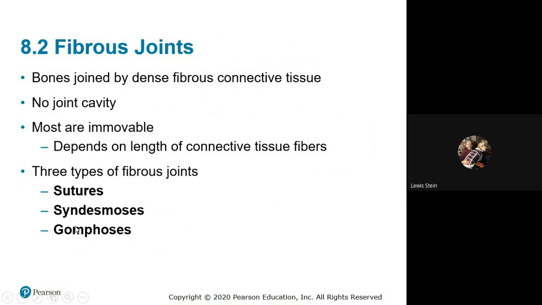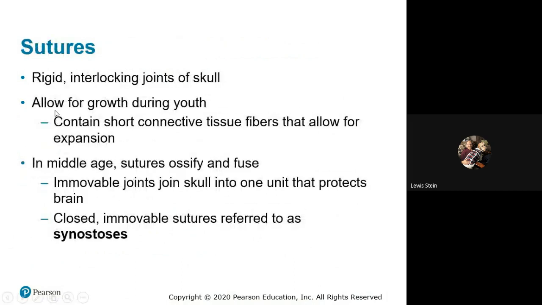And then gomphoses, think gum. That's the socket. There's a ligament, the periodontal ligament, that's holding your tooth into the socket. And indeed, when you have to extract a tooth, the rate-determining step is being able to snip that ligament and free it so you can yank the tooth. So sutures are rigid interlocking joints, growth and use, connective tissue fibers allow for expansion.